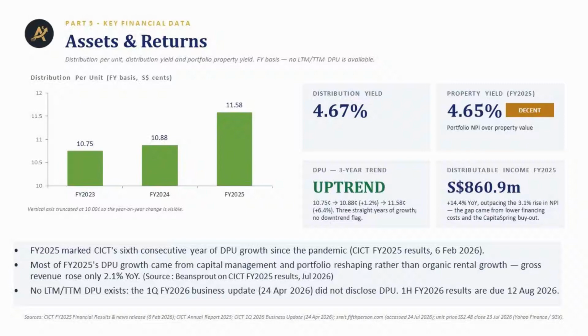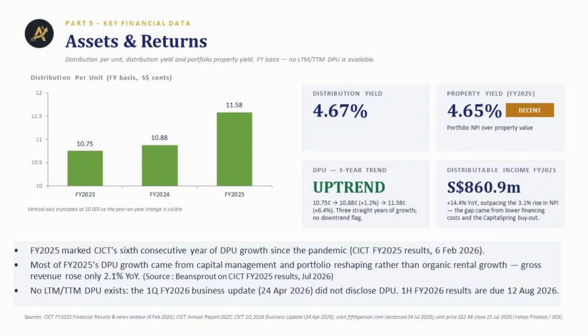Okay, so a massive portion of that $860.9 million figure is just the accounting consolidation of a larger ownership stake, combined with debt cost optimization. Precisely. It was portfolio reshaping, not an underlying surge in rental rates. Which strictly defines the mechanics of the payout.